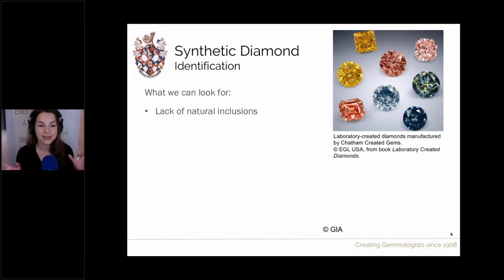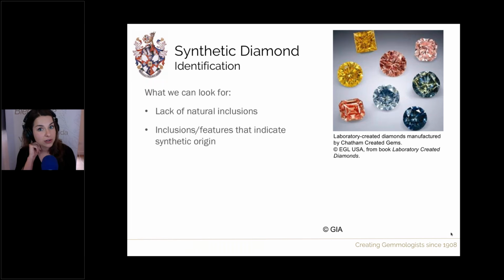So there are a whole host of different inclusions that can occur naturally within diamonds. All of these can help prove that it's of natural origin. So really it's those that are lacking these inclusions that could be synthetic, or a very high quality natural. We can look for inclusions or features that indicate synthetic origin, like those that we discussed in HPHT diamonds.